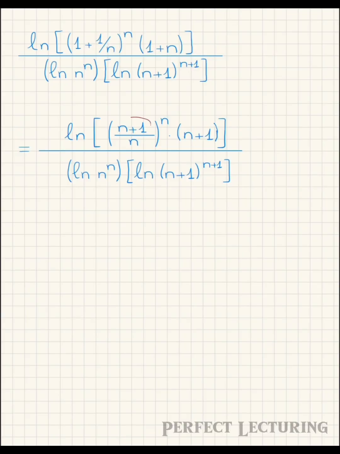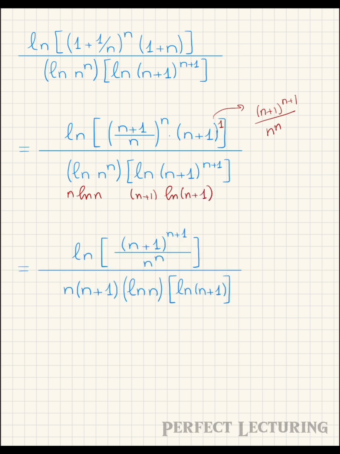So I will start by finding a common denominator here. So 1 plus 1 over n is equal to n plus 1 over n. Then this, of course, becomes n plus 1 to the power of n plus 1 over n to the n. The denominator becomes n times the ln of n, and this becomes n plus 1 times the ln of n plus 1, and that is the expression we obtain.